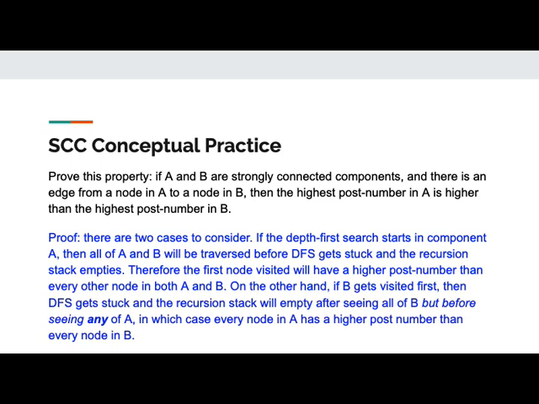And if the DFS didn't finish exploring the entire component in A before going on to components in B, then after it explores everything in B, it'll get stuck and return to this node and start to explore everything else. So it's actually the same case. Is that clear? Sorry, it wasn't a very good explanation. Cool.